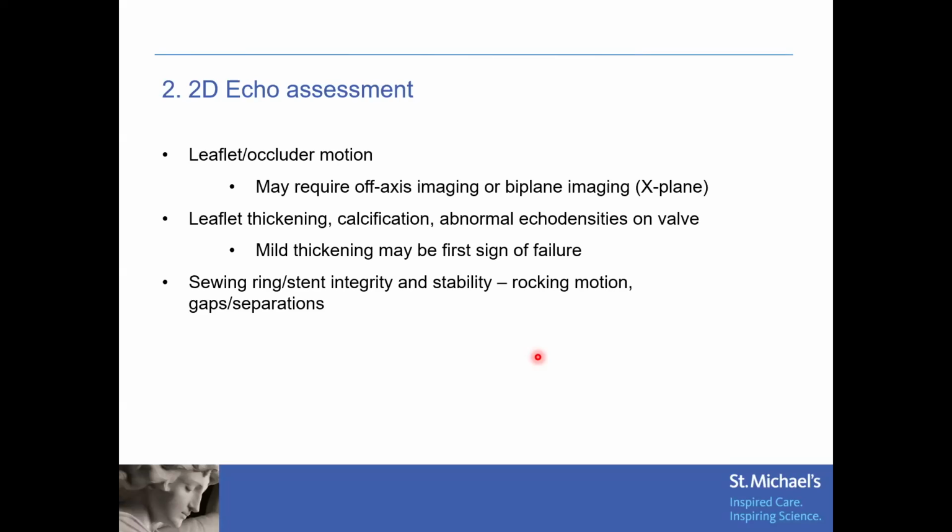Thickening is quite key because leaflet calcification is one of the most common first signs of malfunction, but also that if you see the thickening in bioprosthetic valves in particular, that should just cue you into maybe increasing the serial follow-up because that might be the first sign of bioprosthetic valve failure. And then the sewing ring, the stent integrity and stability, so that rocking motion should also increase the suspicion that maybe there's something going on, and you want to look for that paravalvular regurgitation to see how bad that is.